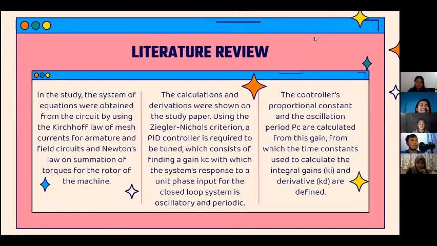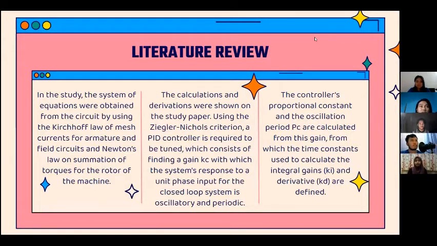Also in the study, the system of equations was obtained from the circuit by using the Kirchhoff law of mesh current for armature and field circuits. And Newton's law was used also on the summation of torques for the rotor of the machine. The calculation and derivations were shown in the study paper.